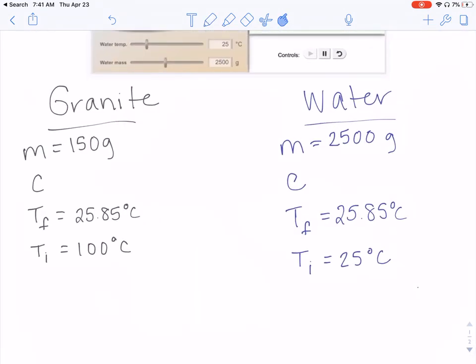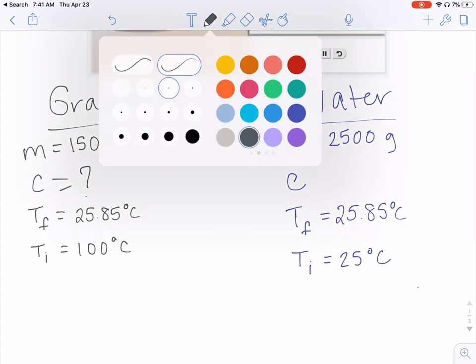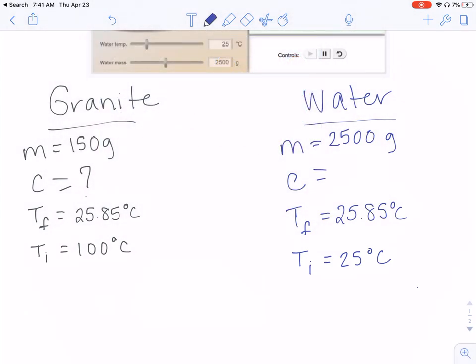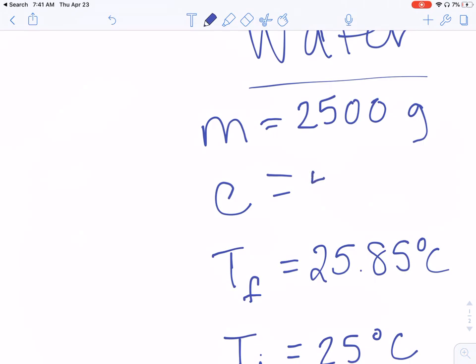So the specific heat of the metal is the thing I am trying to solve for overall in this entire problem. So that's not what I need. So I need to look at water. Now, water has a very well-known specific heat. It is 4.18 joules per gram degrees Celsius. All right, so that's always the specific heat of liquid water.